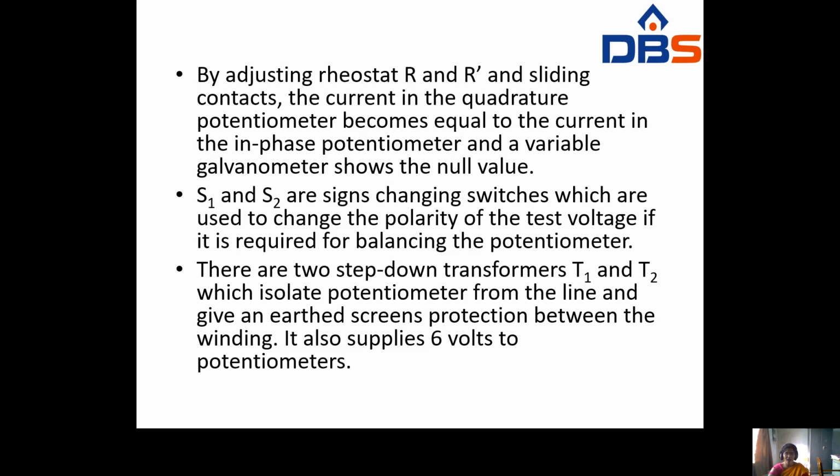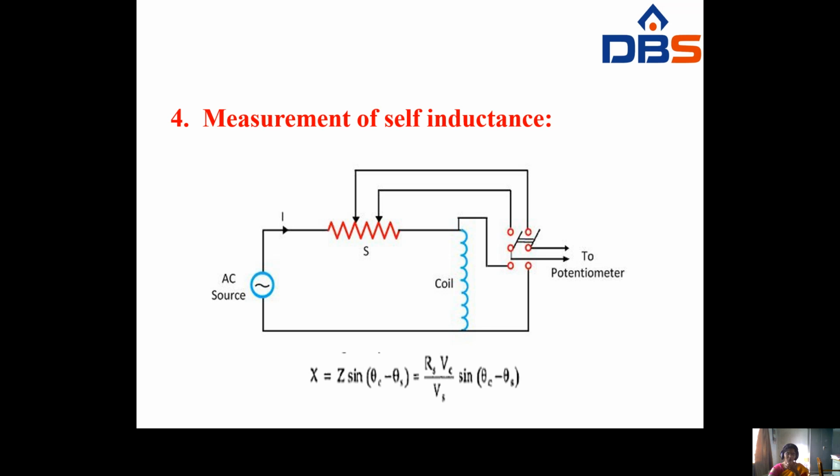By adjusting the rheostat R and R dash and the sliding contacts, the current in the quadrature potentiometers becomes adjusted. Whenever current flows and the potentiometer is standardized, at that time you write the impedance Z. Here it shows the resistance value, and here we have the inductance. So at that time there will be a phase angle between these two.